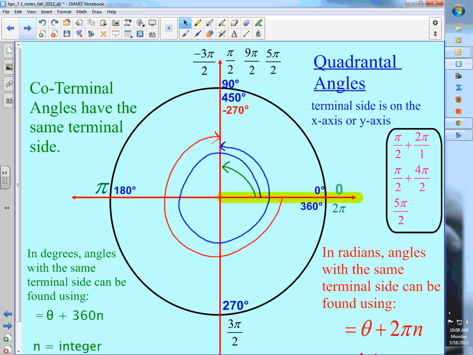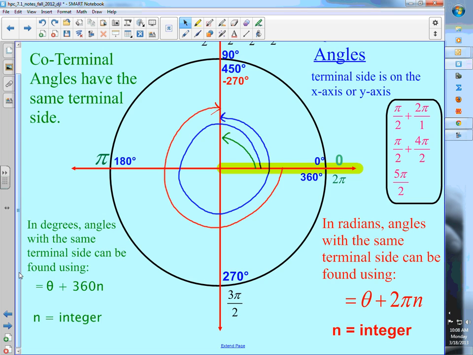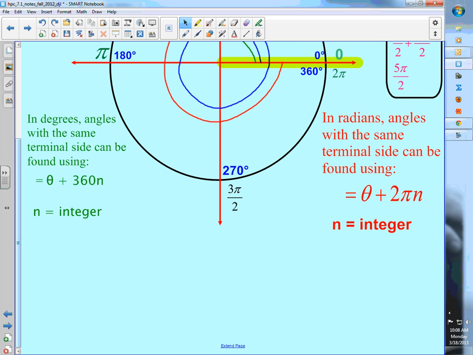So in order to find coterminal angles in degrees, you're going to keep adding 360. So your formula is theta plus 360 times n, and n can be any integer. As long as n is an integer, theta plus 360n will give you coterminal angles. Put a 1, put a 2, put a 3, put a negative 1, negative 2, negative 3, put a 0. Put 0, you're going to get theta.